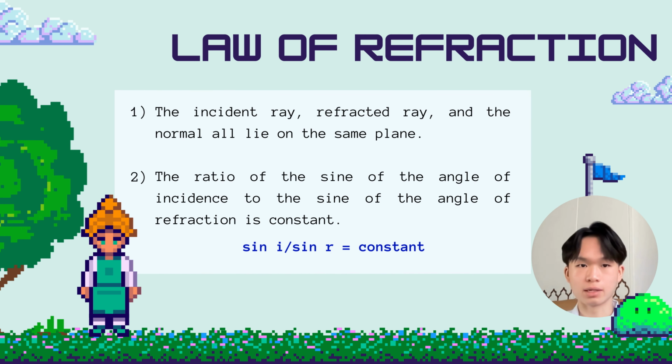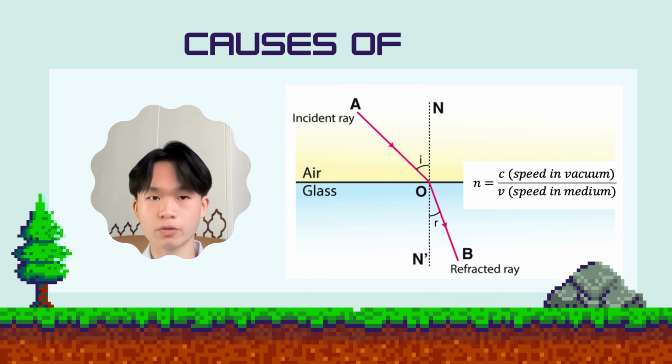Law of refraction. First, the incident ray, refracted ray, and the normal all lie on the same plane. Second, the ratio of the sine of the angle of incidence to the sine of the angle of refraction is constant. This is also known as Snell's law of refraction and can be written as sin i over sin r equals a constant.